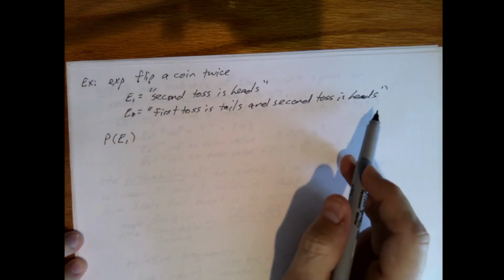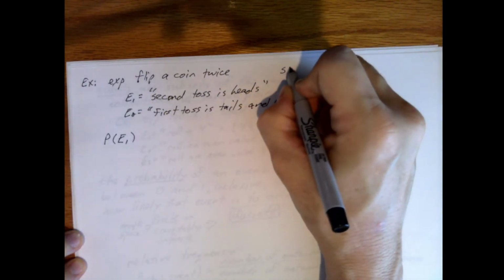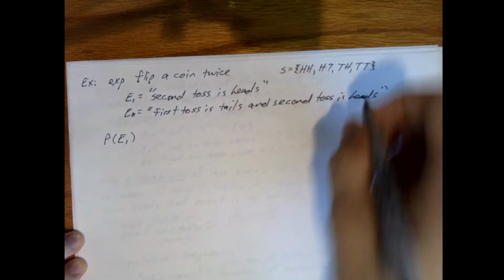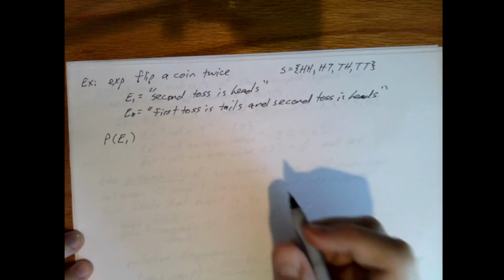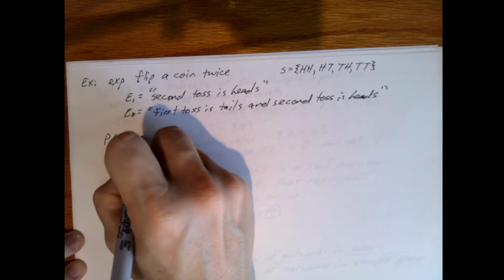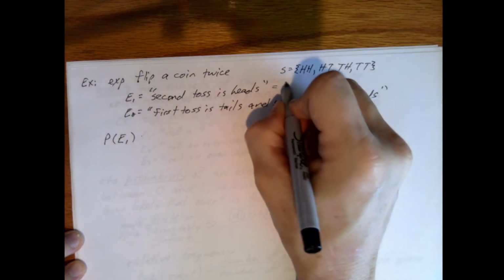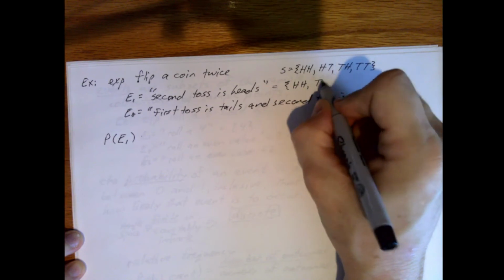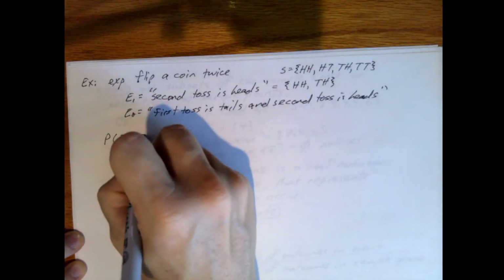You may look at this and think, well, aren't they the same? Second toss is heads, second toss is heads. But they're not. We're going to assume a fair coin. And for this, we'll say the sample space is heads heads, heads tails, tails heads, and tails tails. And so what do we get for event 1? Well, event 1 is what? Second toss is heads. There's one. There's another one. So this is the size.